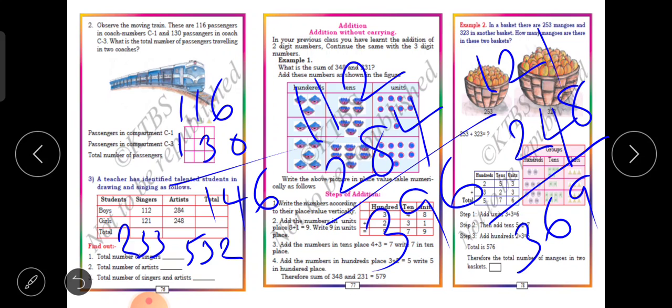1, 6, 7, 700, and it is 700 and 65. Totally it is 769. Okay, shall we move on to the next page? The same way they are counting it. See, first they are writing the values. It is in the place values.